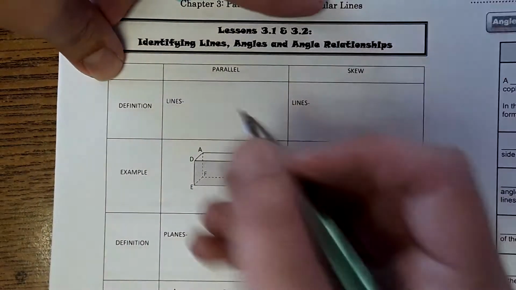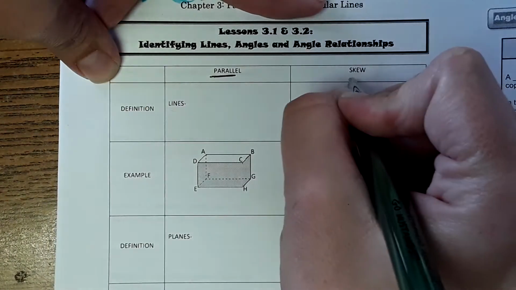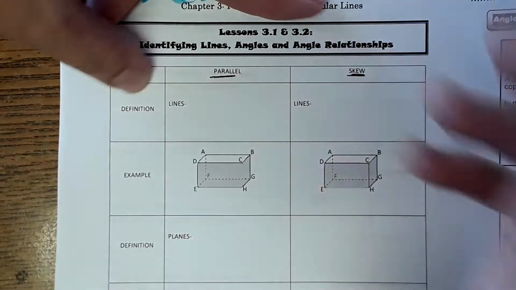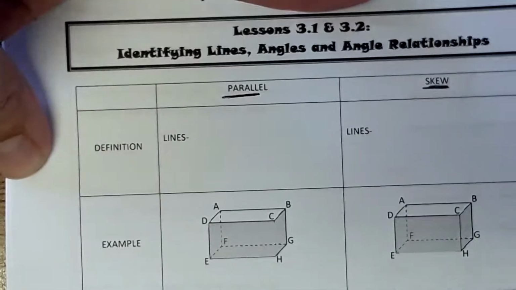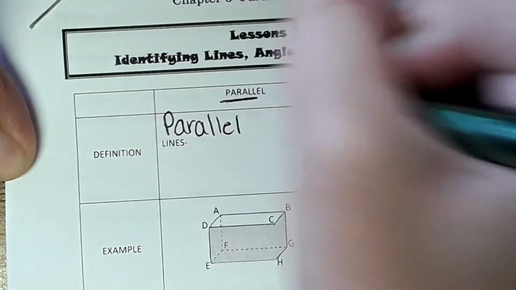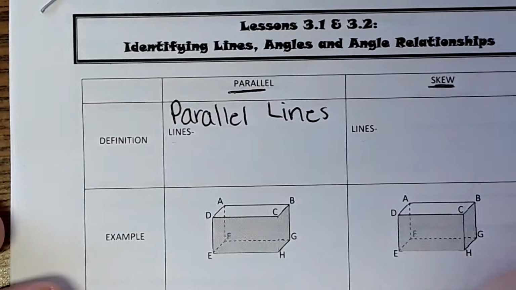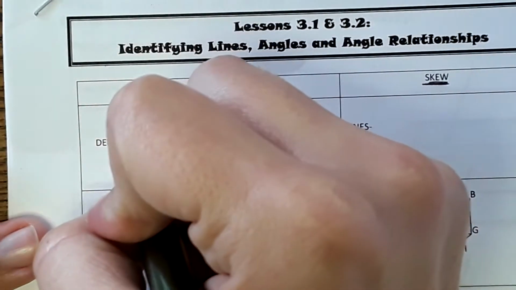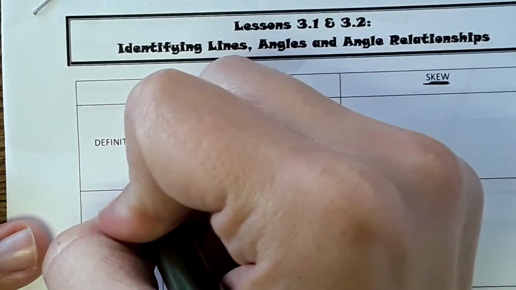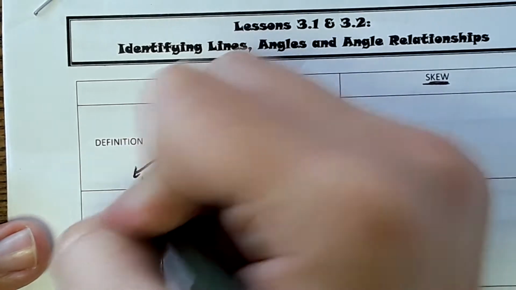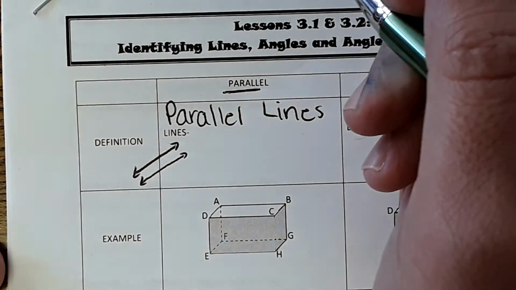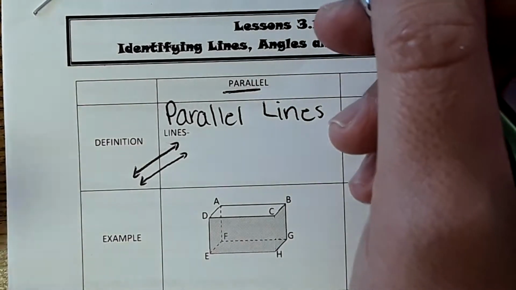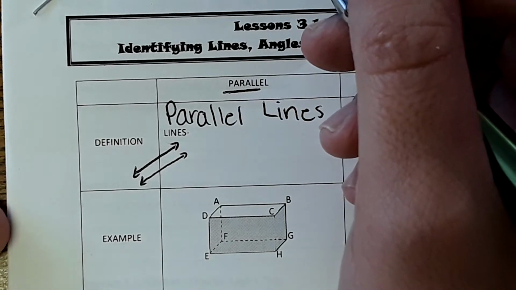This chart right here, you might see that there's parallel and skew. I know parallel, I'm sure you're very familiar with that word. Parallel lines, as you know, look like this. There are 2 lines that go on forever and ever. They never intersect. They're going in the same direction forever and ever.